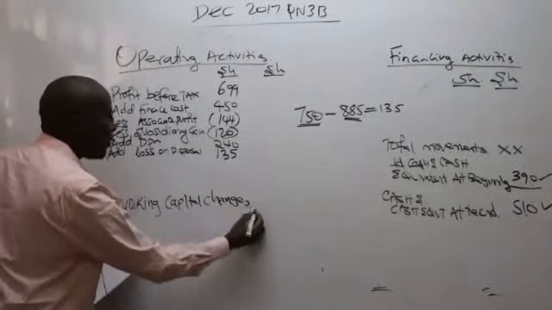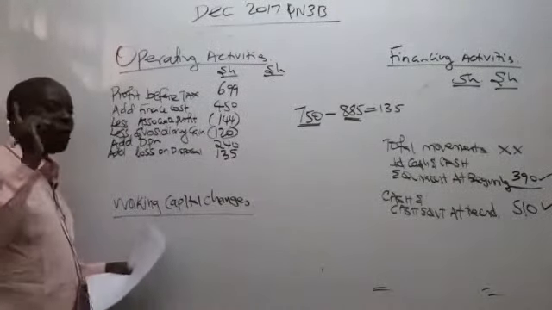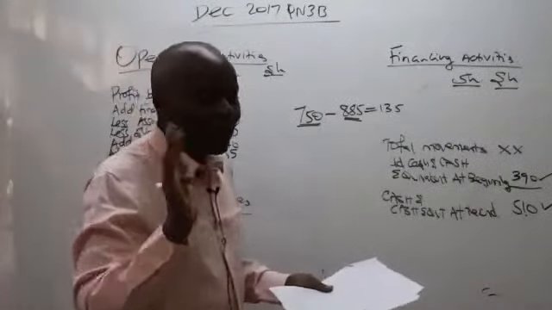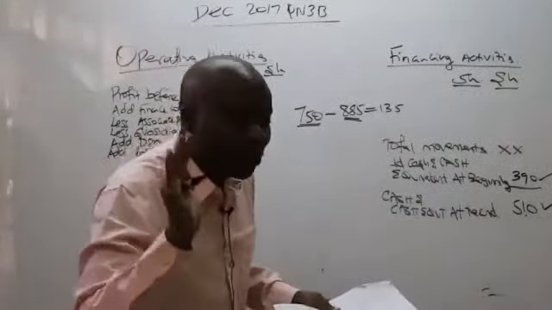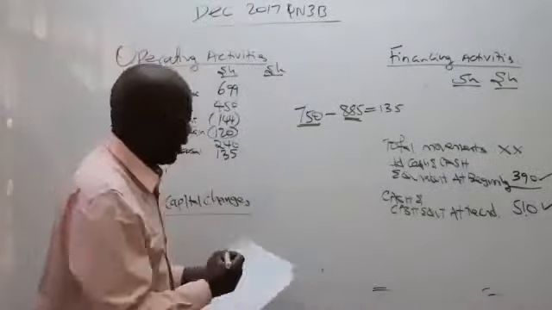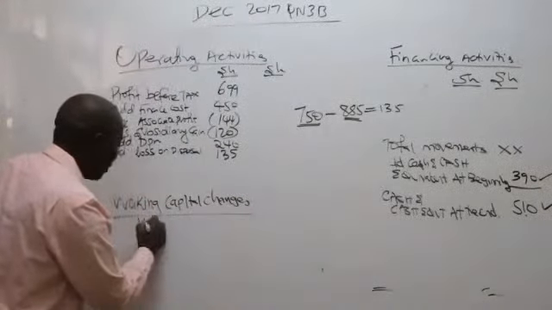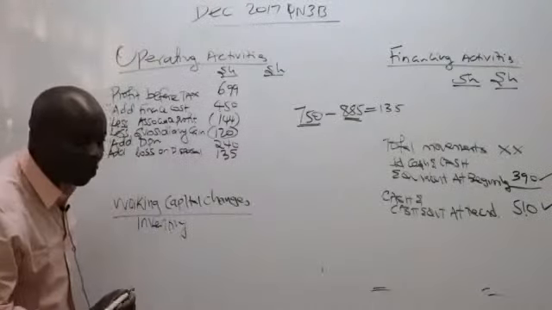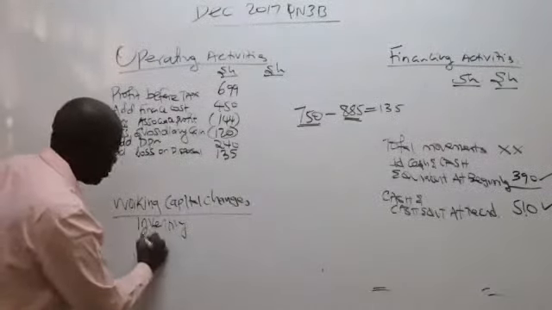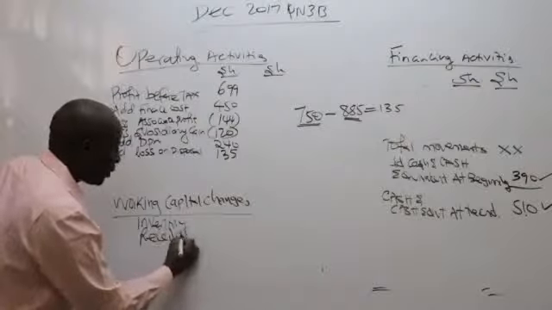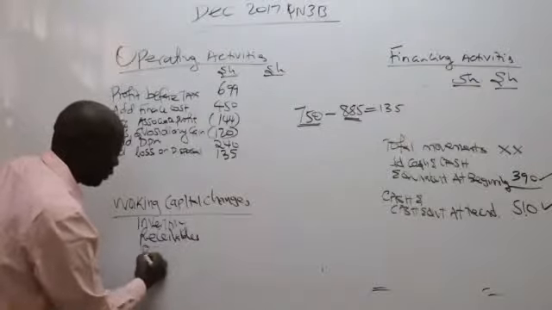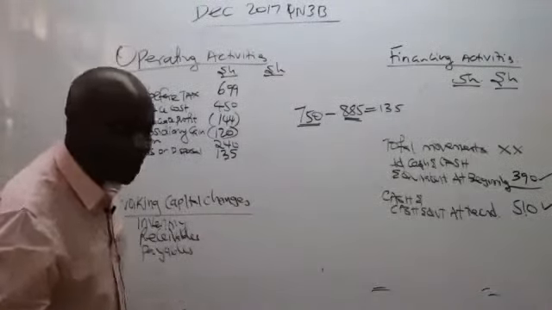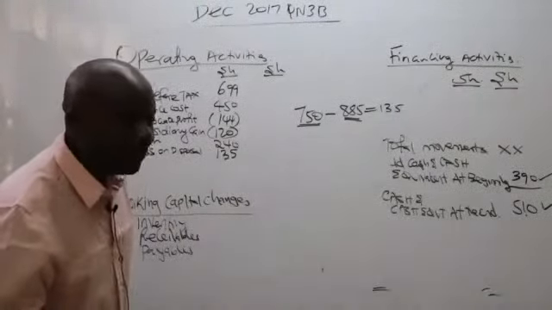So working capital changes, what do we have? Yesterday you told me that under working capital, we normally have three things. What and what and what? We have inventory. Thank you very much, Meshach. The next one is receivables. The last one, ladies and gentlemen, is payables. Thank you very much, mother.